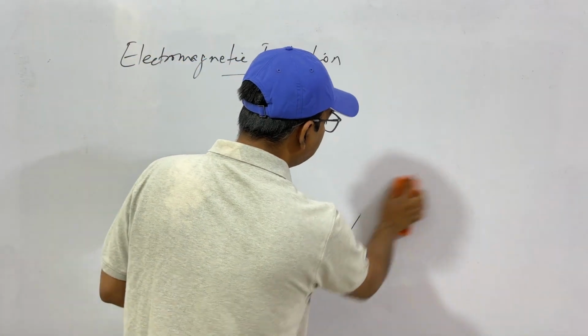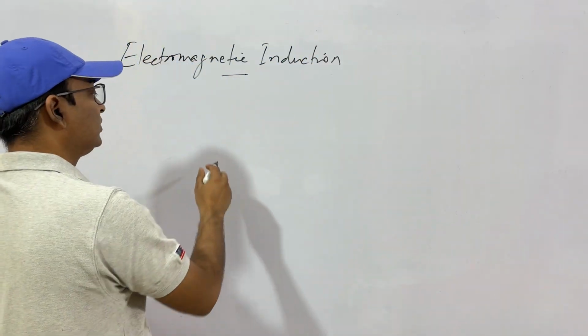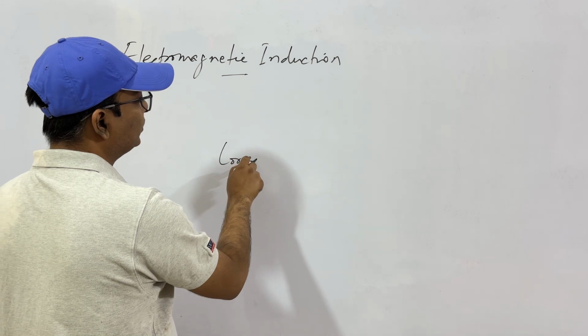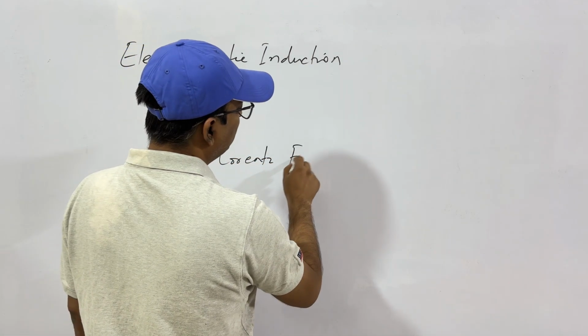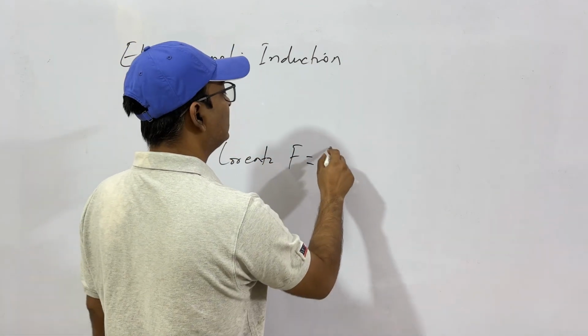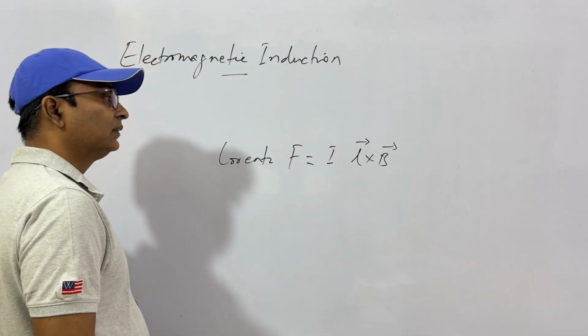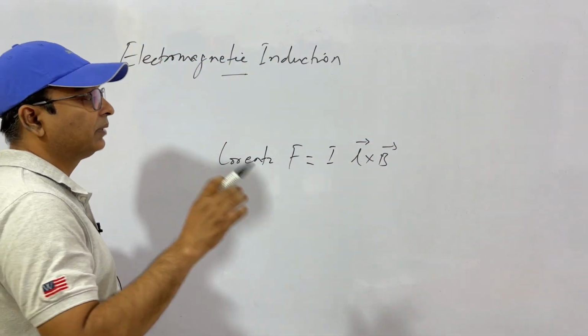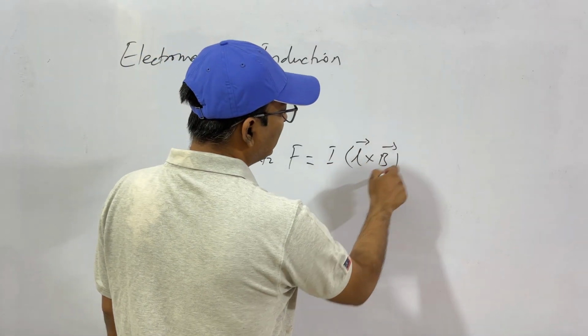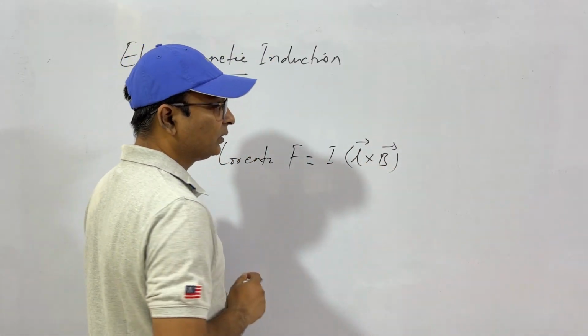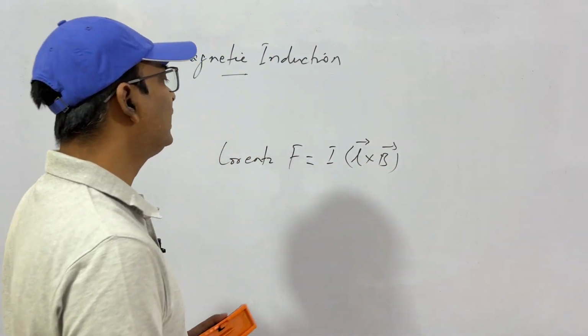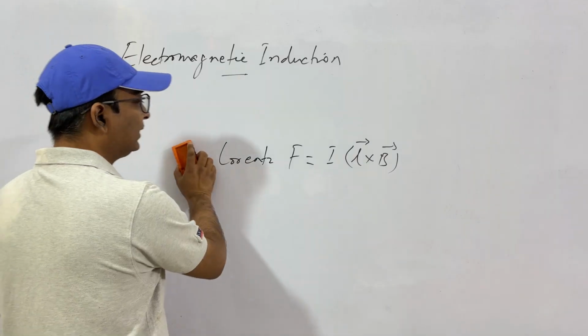Then we have read I L cross B, the Lorentz force. What is the Lorentz force? It says I L cross B. If you place a conductor in a magnetic field, it will experience a force which is equal to this. So we are talking of magnetic field.